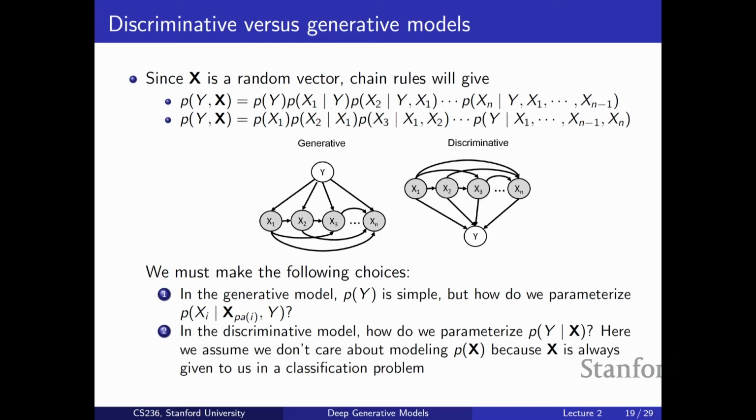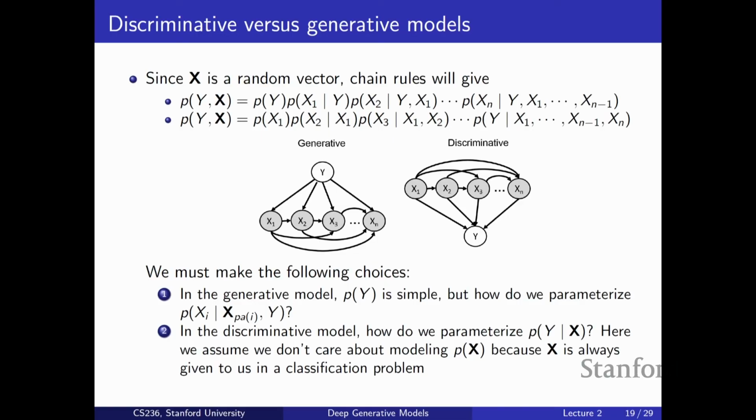In the discriminative modeling world, it's true that you're making some progress because maybe you don't need to model all these relationships between the x variables, but you still need to be able to model how y depends on all the x's. And y has a lot of parents. So again, that conditional distribution is potentially very complicated.